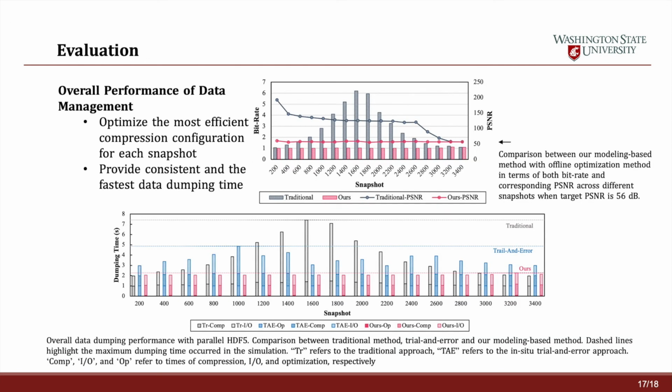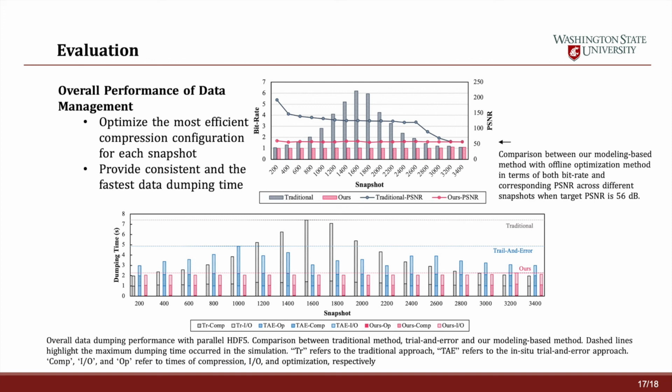And more specifically, we also evaluate the overall performance of data management. So you can see in the upper figure here, we compared our solution to the traditional solution, which is to apply the same compression configuration among all the data snapshots. And you can see for some snapshots, for example, the 1600s or 1800s, the bit rate is very high, which means the compression ratio is very low when using the traditional approaches. However, with our approach, we can optimize the compression configuration for each snapshot so that each snapshot will have a similarly low bit rate, and all of the snapshots will satisfy the required PSNR for post-hoc analysis.